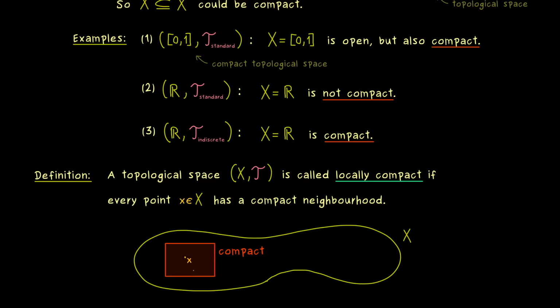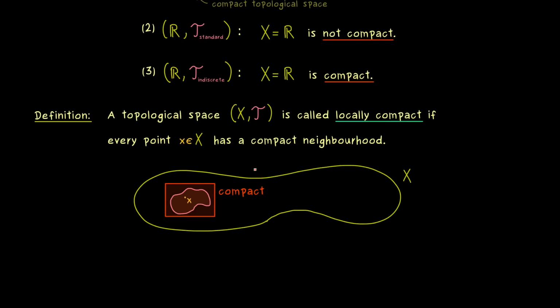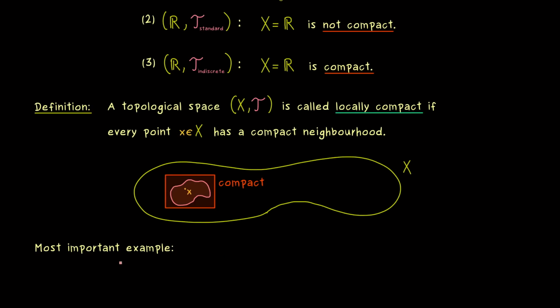This simply means that this compact set contains a whole open set that also has x as an element. Therefore, in a locally compact topological space, the neighborhood around a point x can always be described by a compact set. And indeed, this is a big advantage for every property we want to describe locally, because there we can use the compactness.